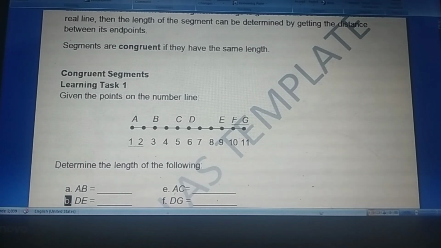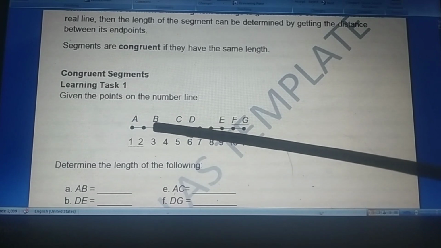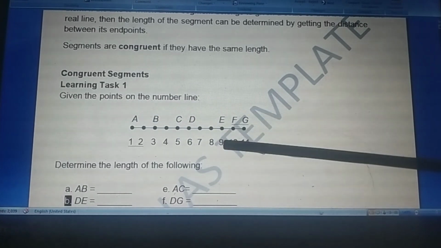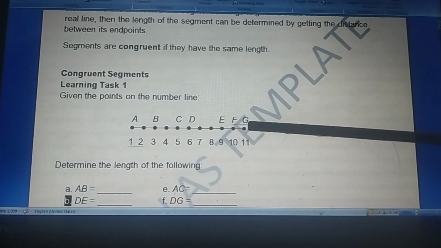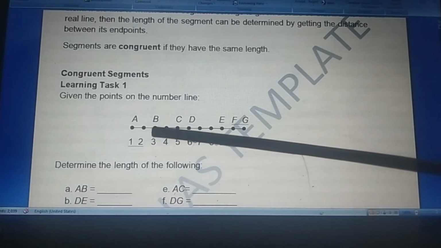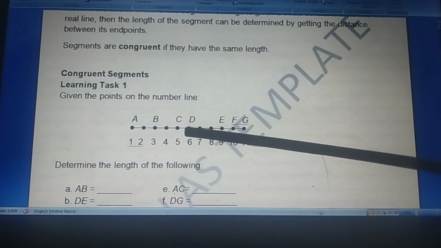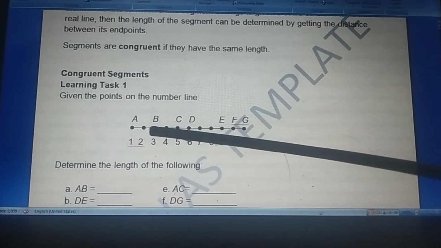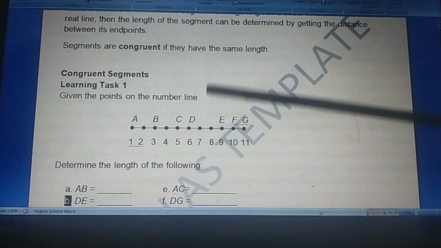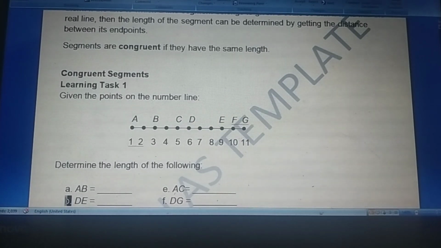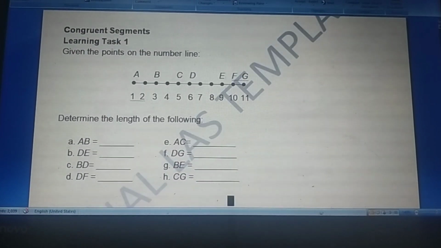From these line segments, let us identify some congruent segments. Segments are congruent if they have the same length. For example, AB has 2 units. Same with EG. So AB, EG are congruent. Another, we have line segments BD and DE. Since BD has 3 units, same with DE. So that is learning task number 1.